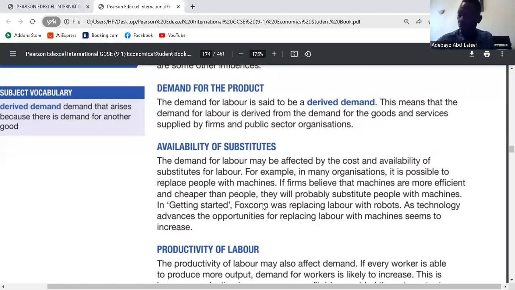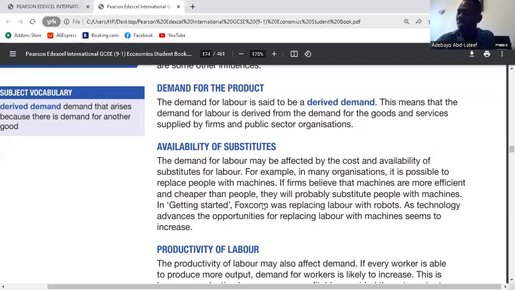There's demand for labor, which is the total number of workers firms are willing to employ at a given price and time. So now we're going to go into factors that determine the demand for labor. Since we know what demand for labor is, that means firms wanting to employ workers. So what will make firms want to employ workers? That's the factors, right? So the first one they mentioned there is demand for the products.